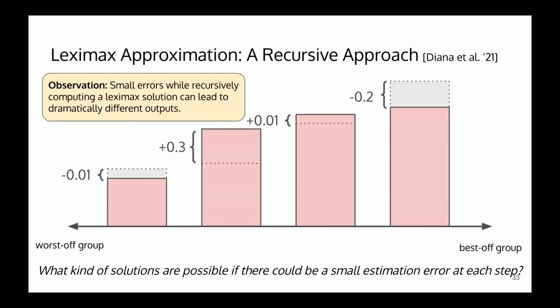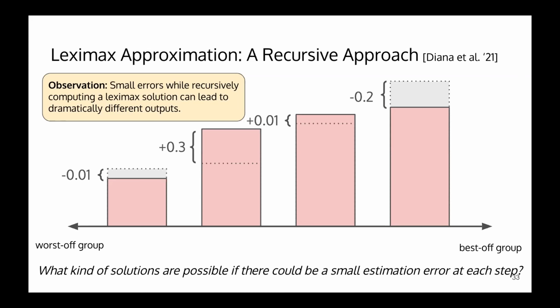And one thing to note is that small errors, while recursively computing this Leximax solution, can lead to drastically different outputs. And so, great. So now we have this recursive approach. But maybe what's not as clear is, what does it mean semantically for us? So our original goal was to be as close to Leximax as possible, or to guarantee the best possible outcome from the worst group onwards.